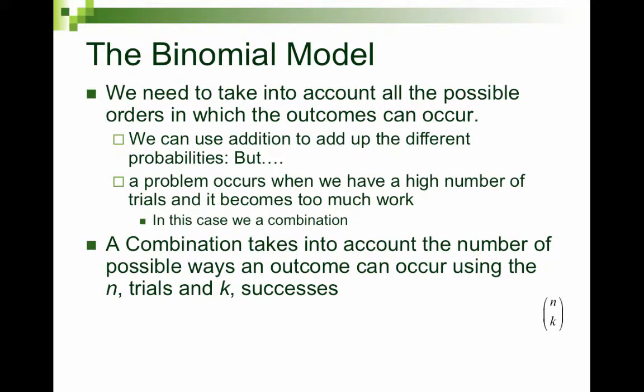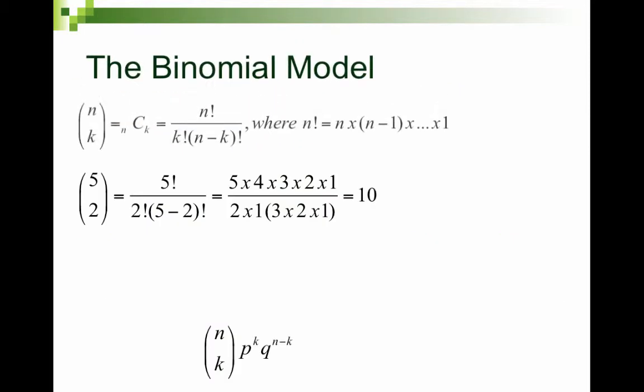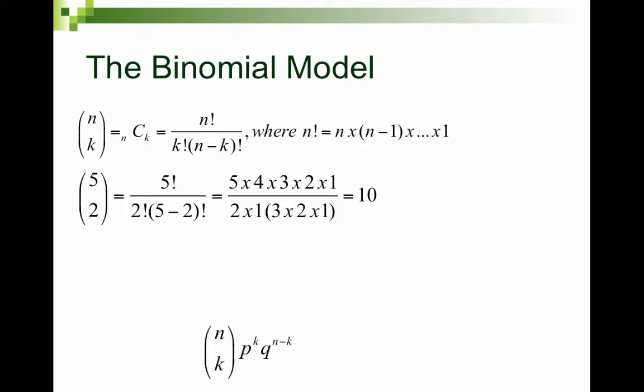A combination takes into account the number of possible ways an outcome can occur using the n number of trials and the k successes. So we're going to use the letter k to represent how many successes. So the total number of ways that can happen is written as n over k in parentheses, or nCk, which is pronounced n choose k. So number of trials, choose number of successes. So this looks really scary, but I don't want you to worry about it because we're not actually going to do this math. I'm just pointing out right now what doing a combination entails.